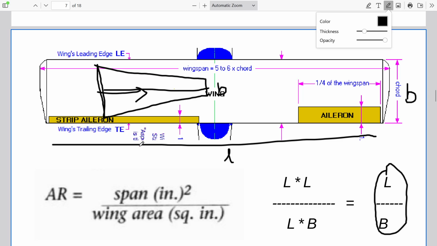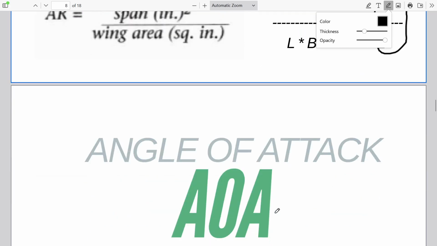L is constant. That's why we can say L square. But for width, we will calculate the area of this shape. Calculating the area is easier, right? We can do it. So we can simply put those values in the formula and we can get the aspect ratio. All right. There are more terms like taper ratio and different kinds of ratios for different kinds of wings, but we will encounter them in later videos, not in this video.